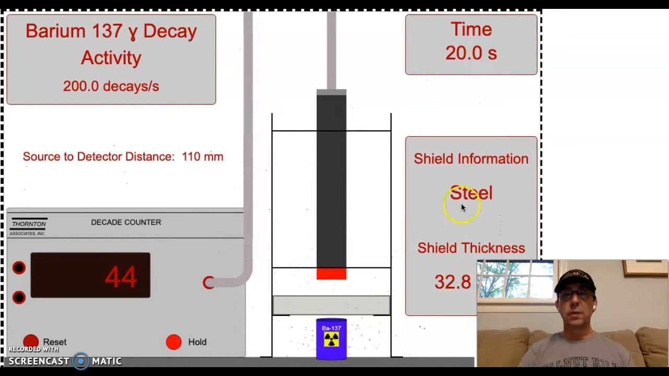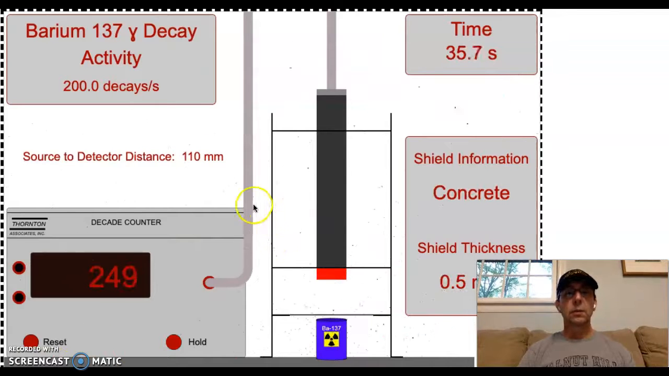Remember, you want to use the thickest material, thickness that you can, and then you're going to go through the different materials and count for 20 seconds. Now, obviously, the one that has the fewest counts in 20 seconds is the one that's the best for stopping radiation. So we want to look for the fewest counts as the one that's best for stopping radiation.